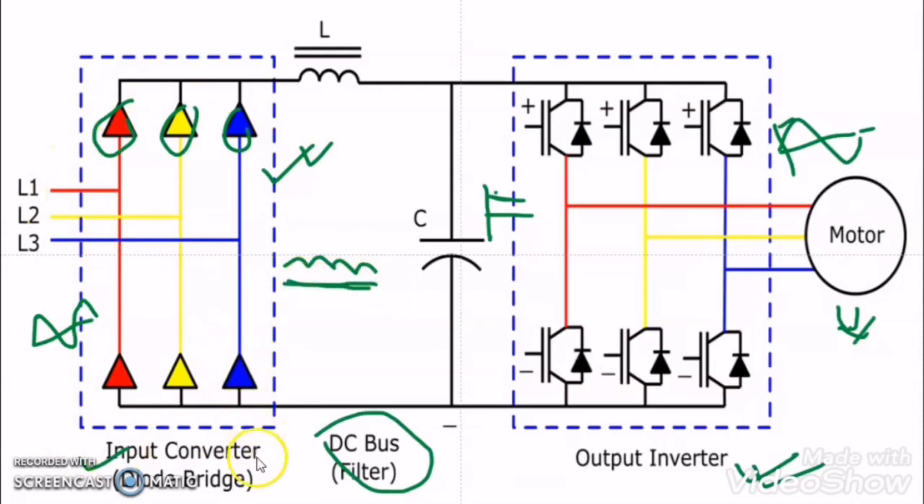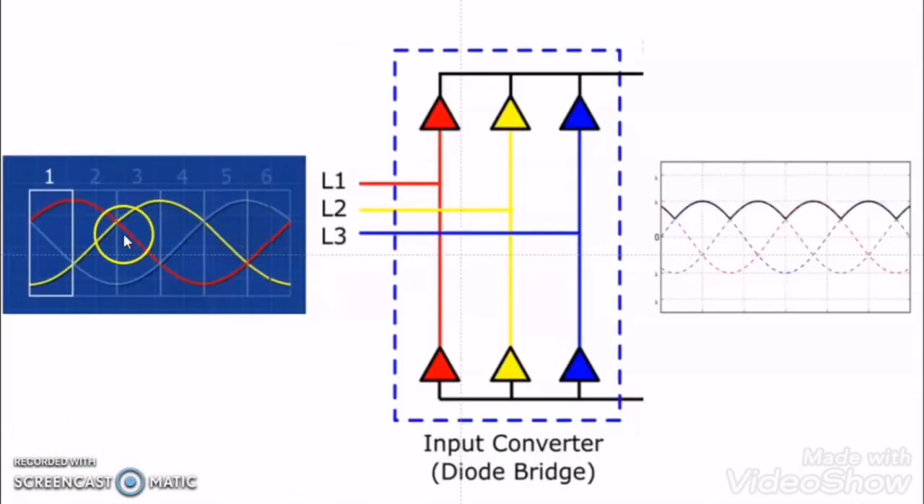Hope you understood the working operation of the input converter. As we discussed, when we give the 3-phase power supply to the input converter of the VFD, these diodes chop the negative cycle of the 3-phase power supply and give a rippled DC supply.